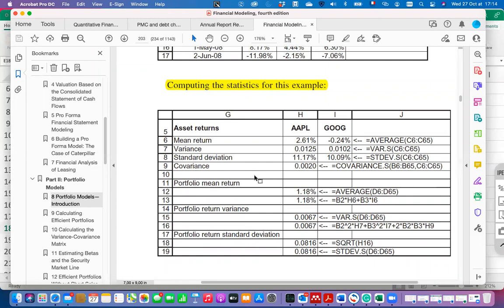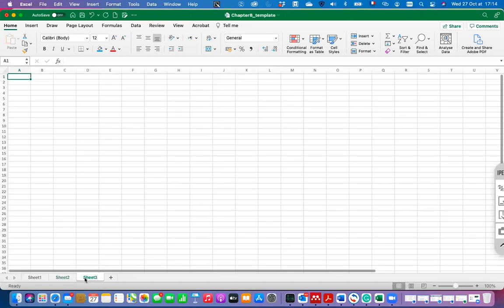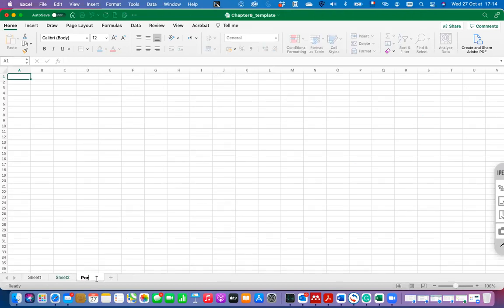So every time you have to characterize or you have to measure the performance of your portfolio, you have to do it by computing three elements: mean or average, variance, and standard deviation. So these three numbers will give you insights about how good your portfolio is doing, right? So as I told you, we have already computed the Apple, Google statistics. So we go here. I will open a new sheet. I call it portfolio.